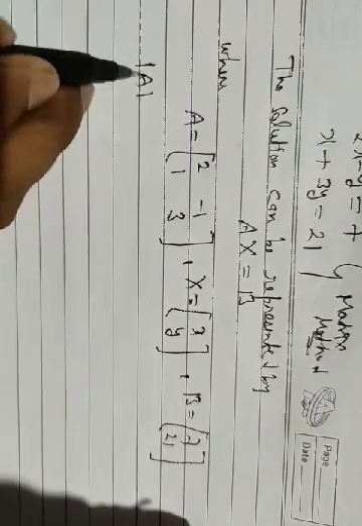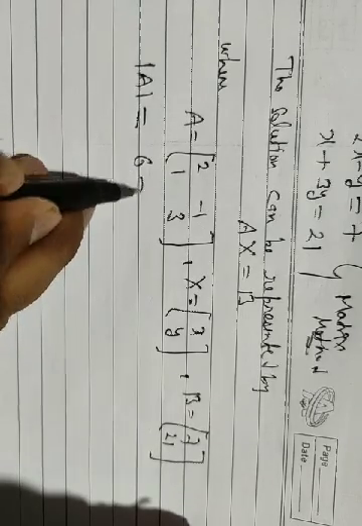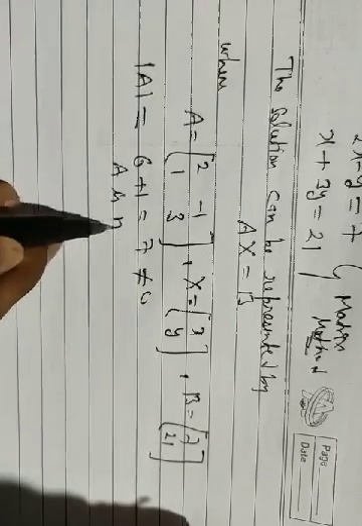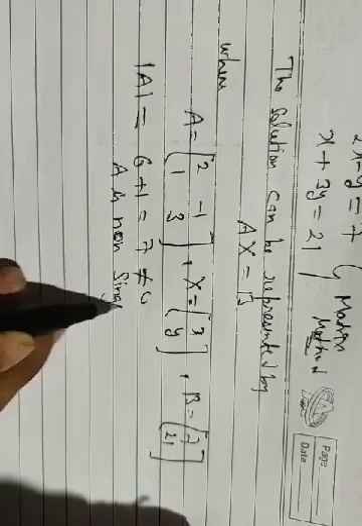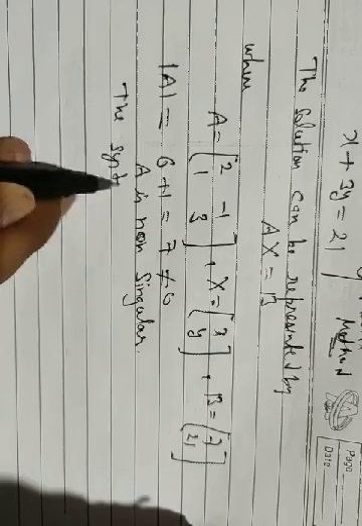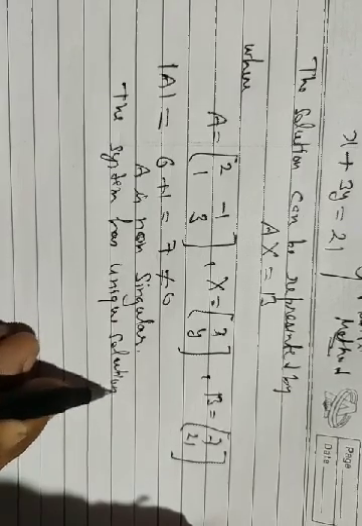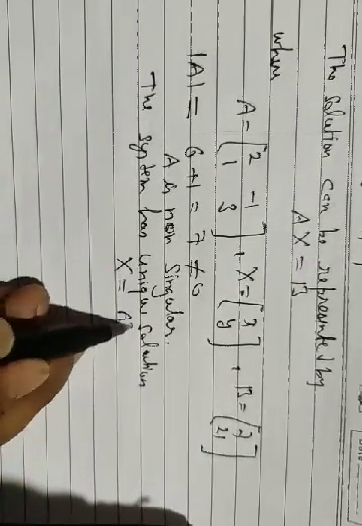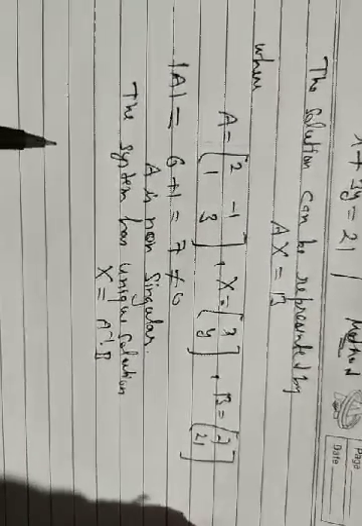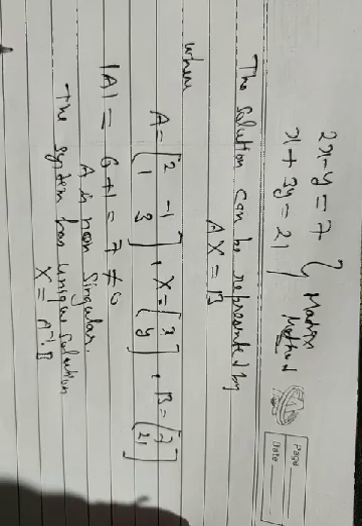We are going to get the determinant of A. First of all, what is the determinant of A? It's 6 plus 1. Again we get 7, which is non-zero, which means our A is non-singular, and the system has a unique solution. What is the solution? Our x equal to A inverse b. The system has a unique solution x equal to A inverse b. Now we are going to find the cofactors. We can easily find our cofactors there.